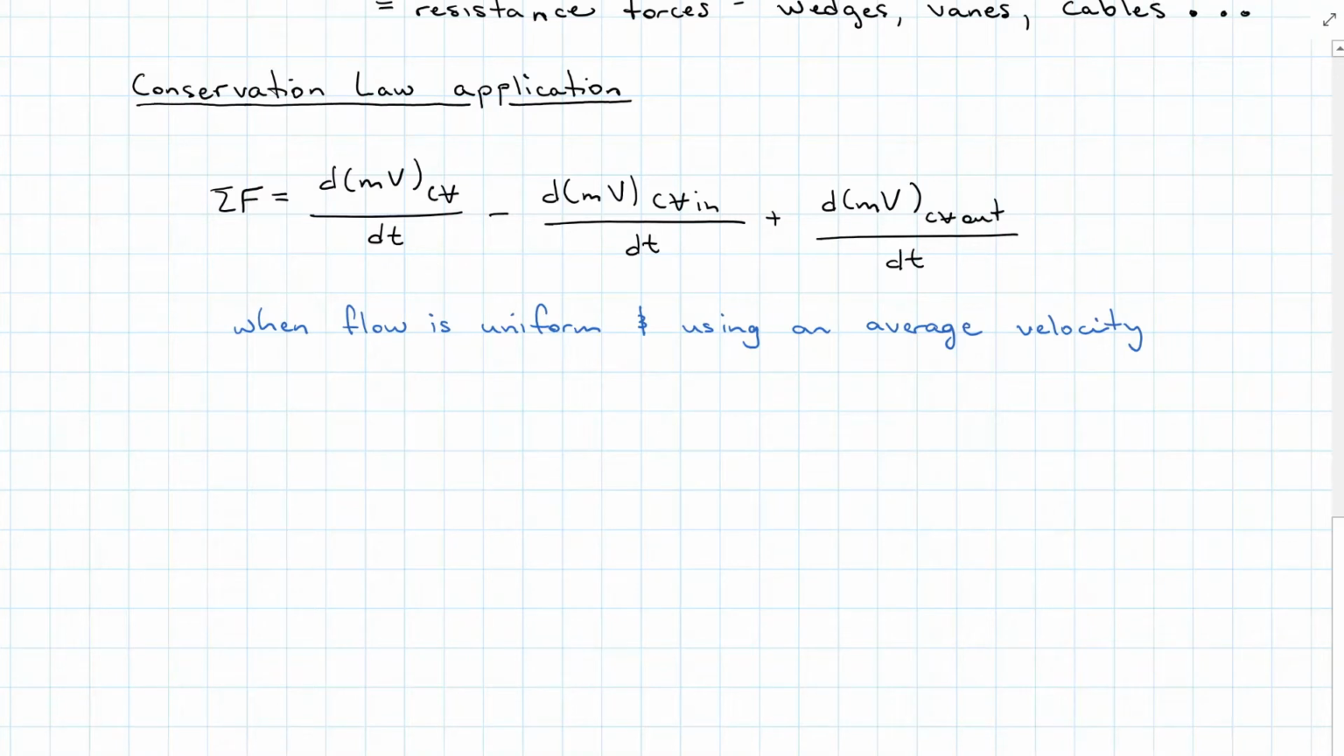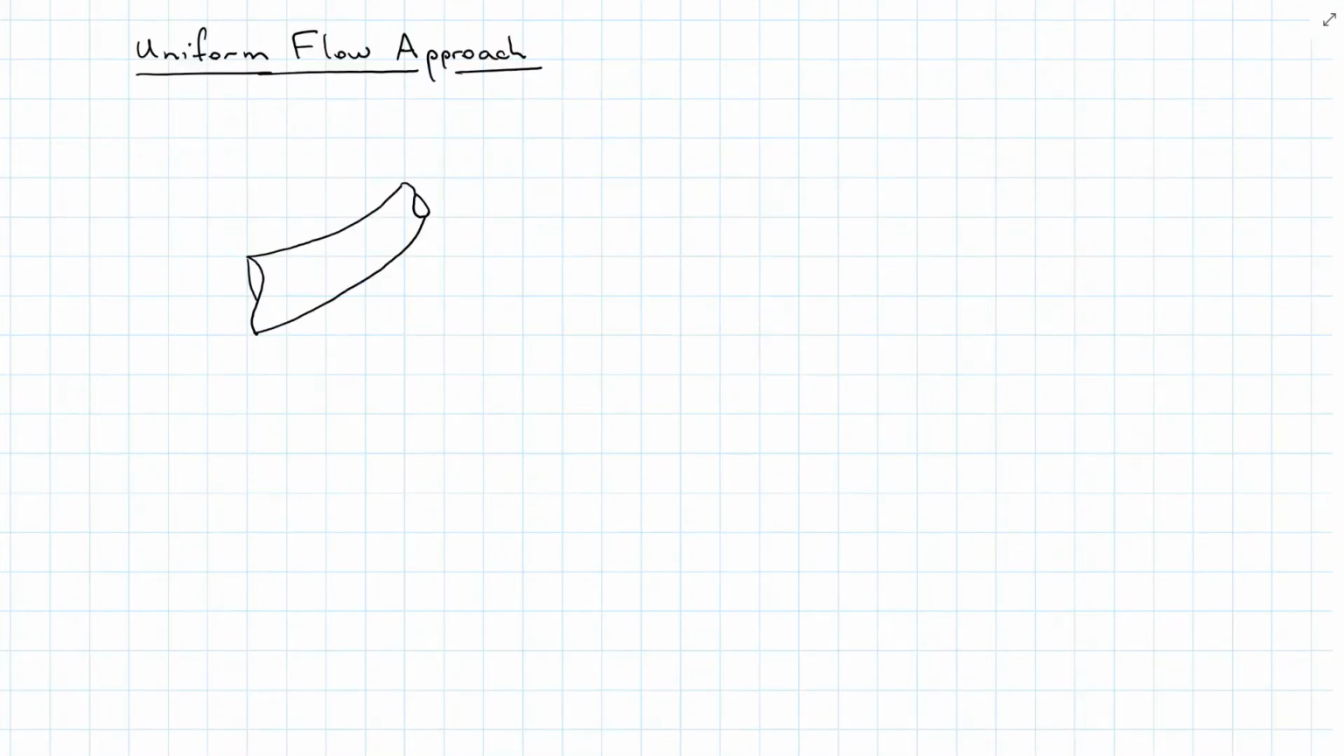When the flow is uniform and we're assuming an average velocity, then our accumulation of the forces is just going to be incoming and outgoing. This term right here will be unnecessary. So with this uniform flow approach, we're going to have this average velocity coming in here, so we'll call it U entrance 1, and exiting here, velocity 2.